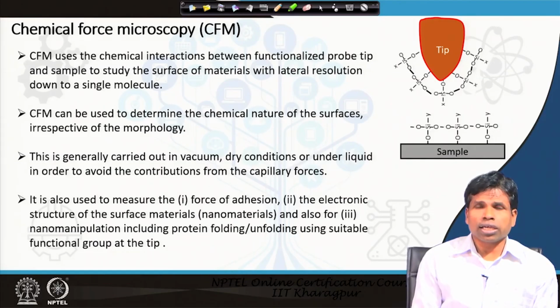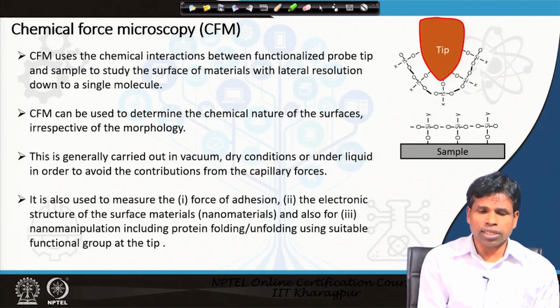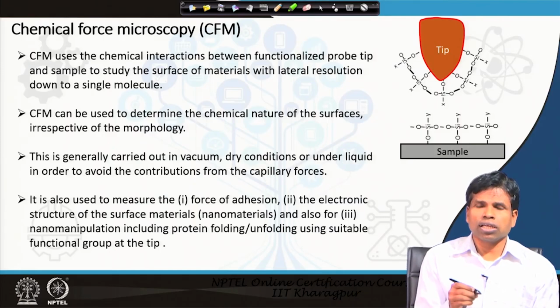As it is done with chemical molecules, the resolution can be down to the single molecule. Irrespective of the morphology, wherever the chemicals are present on the surface of the sample, we can detect that, and thus it is also possible to pattern the chemicals on the surface. If we take particular chemicals at the tip, then we can also do lithography type of studies, which we will see in the next lecture.